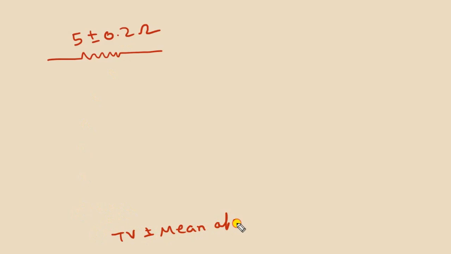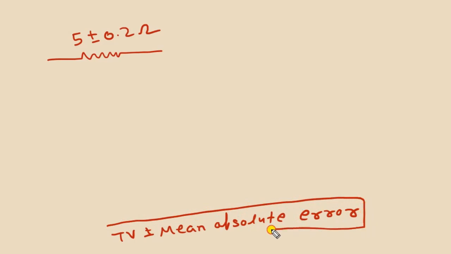Let's say we have a resistance with value 5 plus minus 0.2 ohm. What is 5? This is a true value, and what is this 0.2? This is the mean absolute error. We always write any measured value in the form of true value plus minus mean absolute error, right? This is the standard way of writing any measured value. True value or mean value plus minus mean absolute error.